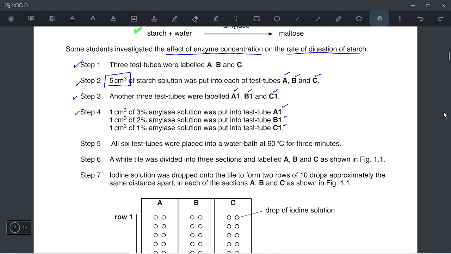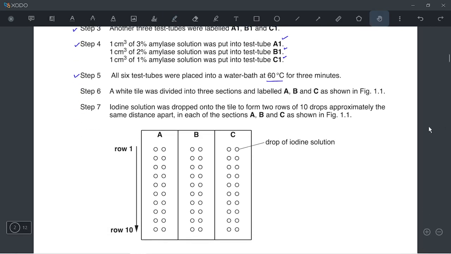Now, step 5, all 6 test tubes were placed into a water bath at 60 degrees Celsius for 3 minutes. Okay, let's move to step 6. A white tile was divided into 3 sections. They are labeled A, B and C as shown in figure 1.1.